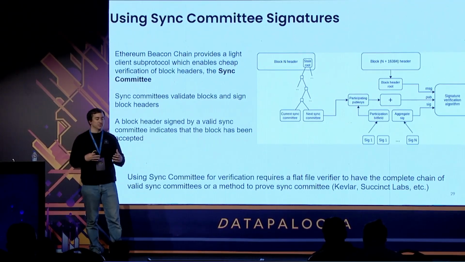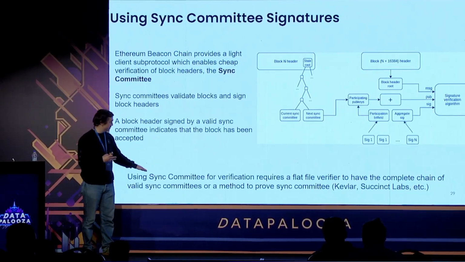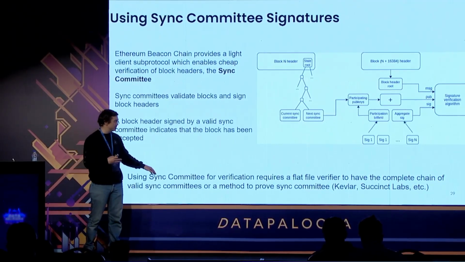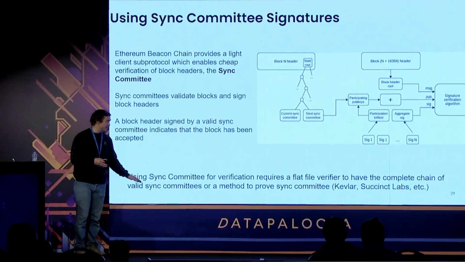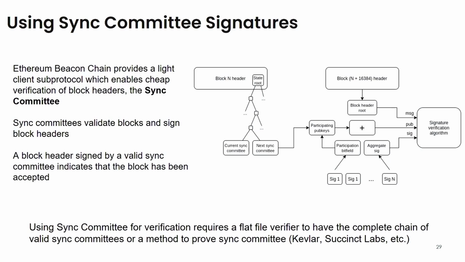So maybe it's feasible for indexers to extract and store these sync committees for all those blocks. But in other use cases, we might need some other mechanism for proving the validity of sync committees. And so these are things that Kevlar, an ultralight client protocol, is using. They have an optimistic proving system to prove the validity of sync committees. And then you've got SecSync Labs. They're actually snark proving the validity of sync committees and stuff like that. So there's other solutions out there if we needed to use them for other use cases.